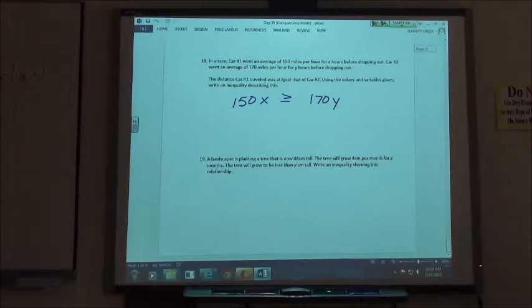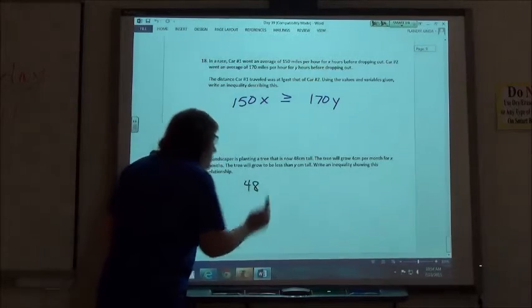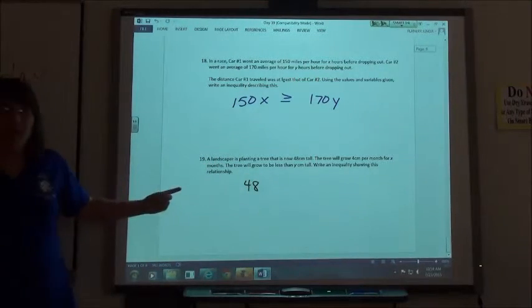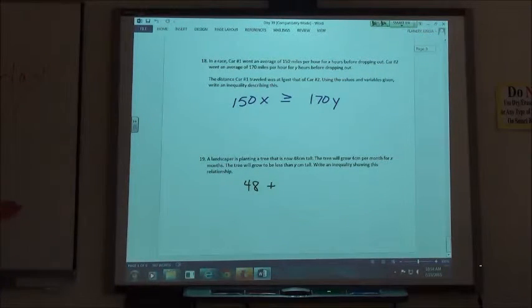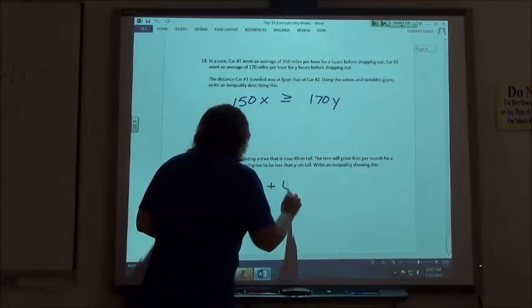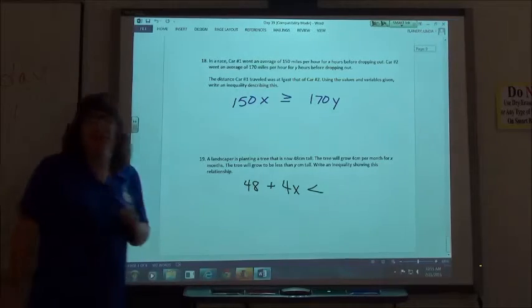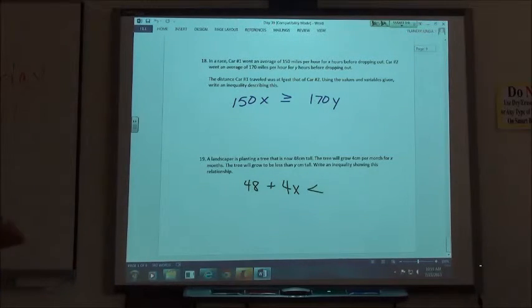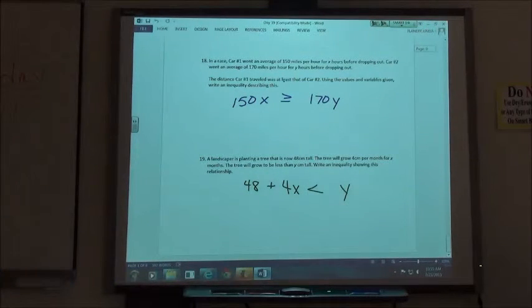So our tree starts out, and how big is it? 48 centimeters tall, 48. It is going to grow, so we are going to add, and it's going to grow at a rate of 4 centimeters per month for X months. So we're going to add 4X. The tree will grow to be less than, well, they made that easy, Y centimeters tall. So 48 plus 4X has to be less than Y. There's our inequality.